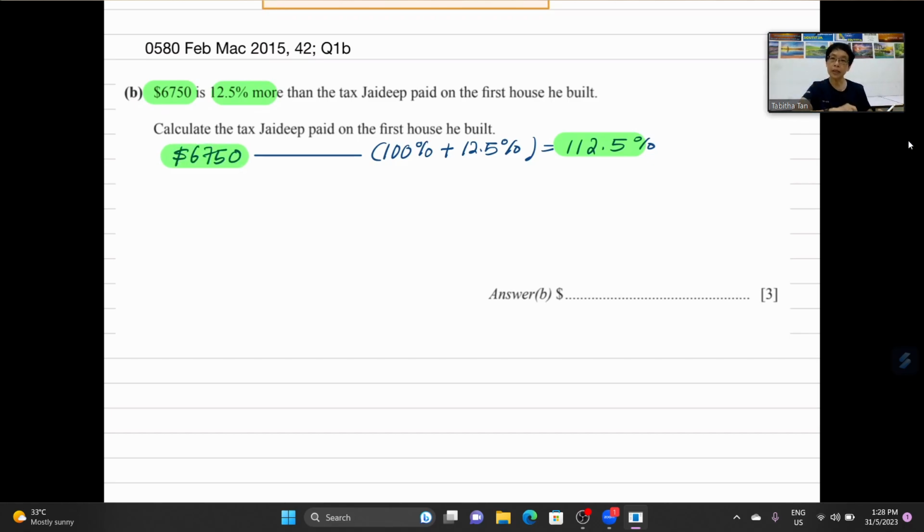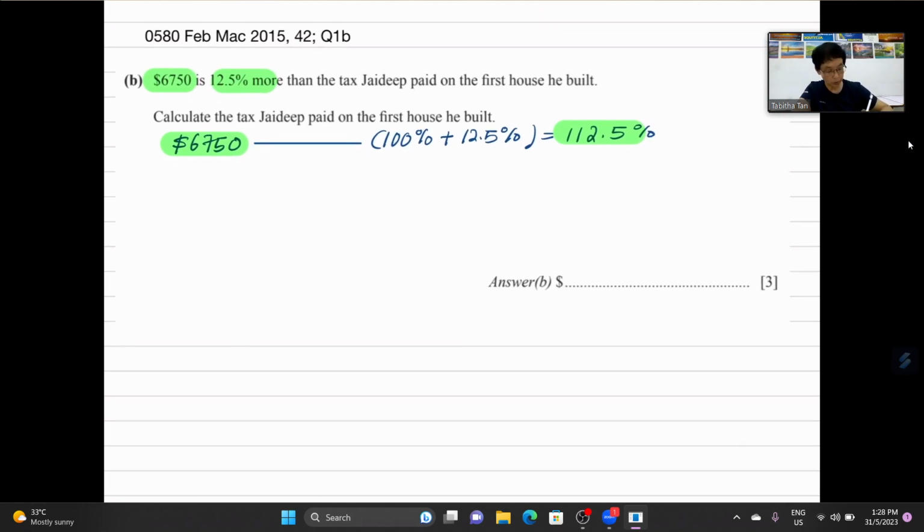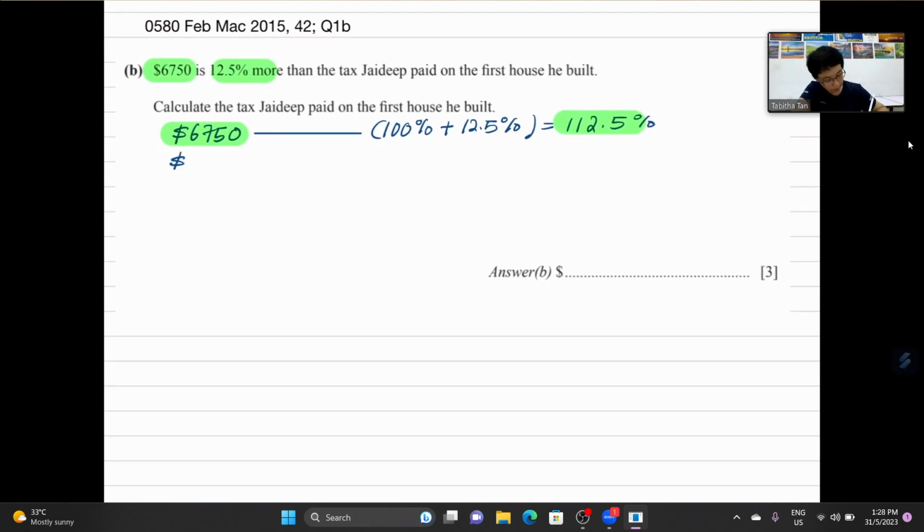Now they ask us to calculate the tax Jaideep paid on the first house. I simply put a dollar sign for the quantity and a 'first' just to represent the money that he paid when he built the first house. This is just a representation; you can use whatever way you want. And the original, that means the first house before the change, we always represent with 100%.